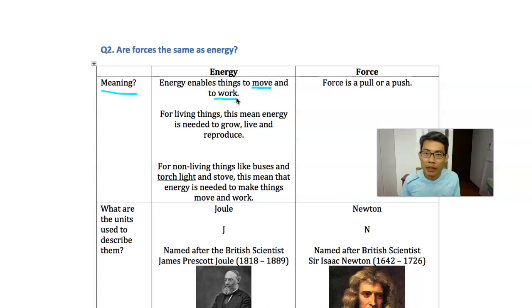So what does it mean? For living things, energy is something that is needed for living things to grow, to live, and to reproduce. Non-living things also need energy. Non-living things need energy in order to make things work, make things move. For example, a torchlight needs chemical potential energy in order to activate it, so you get your light energy and a little bit of heat.